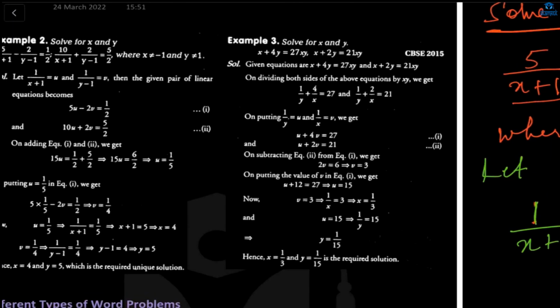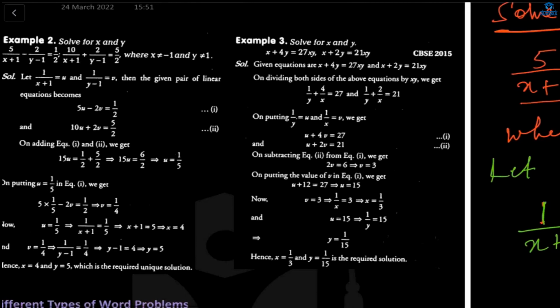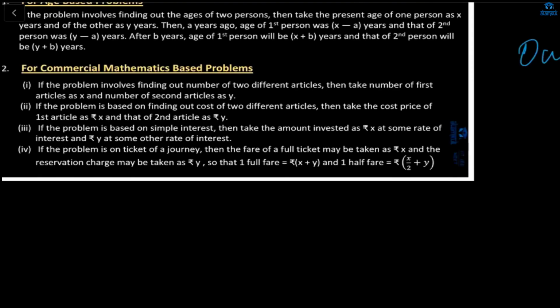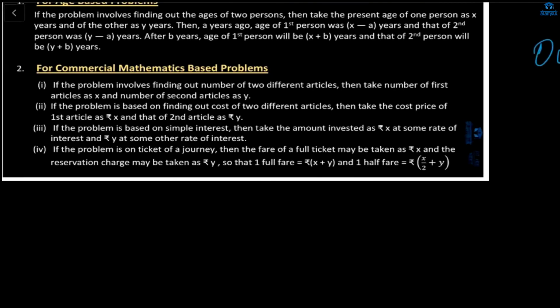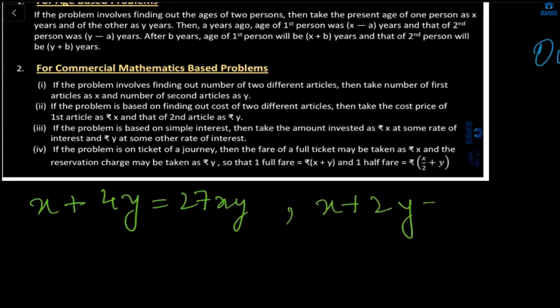Okay, now this is another type of question. x plus 4y is equal to 27xy, and x plus 2y is equal to 21xy. Now here you can see again it is not in the form of a linear equation, nor is it written as 1 upon x or 1 upon y, but you can see the multiple x and y.